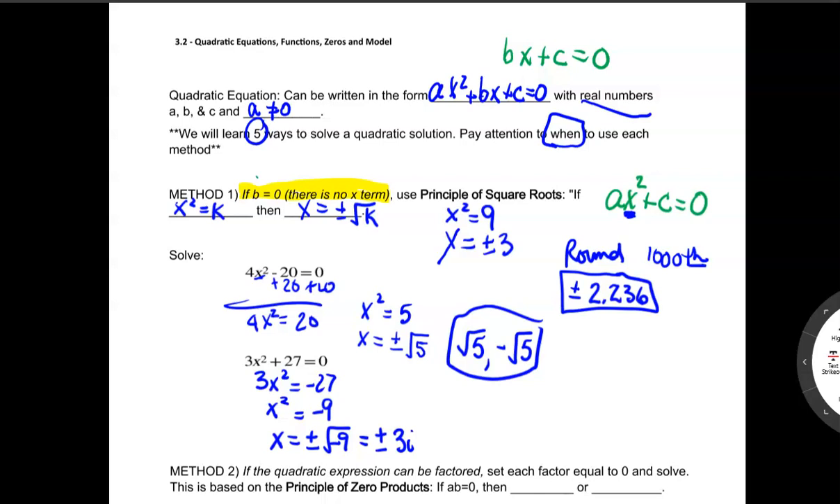Okay, so this is method 1, and this is the easiest way if there's no b. So that's the first thing you want to look for when you're asked to solve a quadratic and you're not told how you have to do it. Sometimes you're going to be told solve using, and then it's going to say what way you have to use. But if it doesn't say, and there's no b term, there's no x term, use this. Solve for x squared, take the square root of both sides, and don't forget the plus or minus.